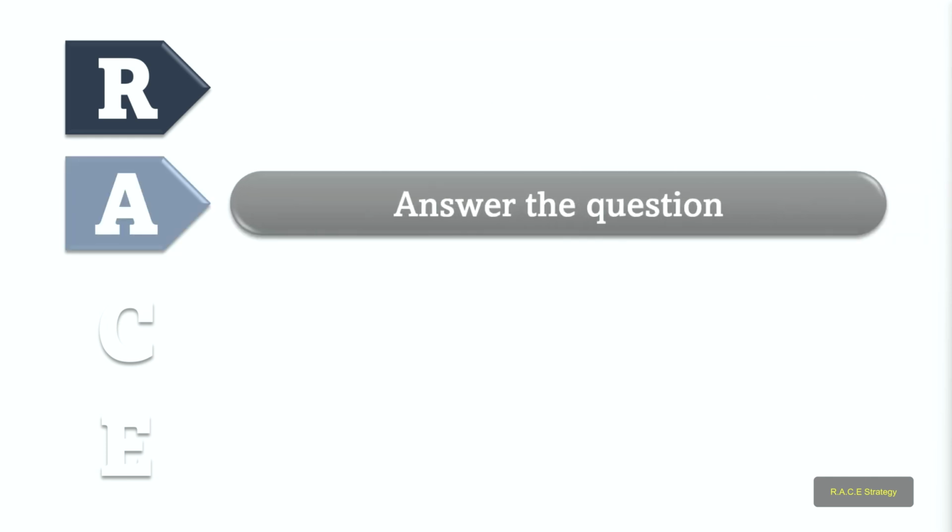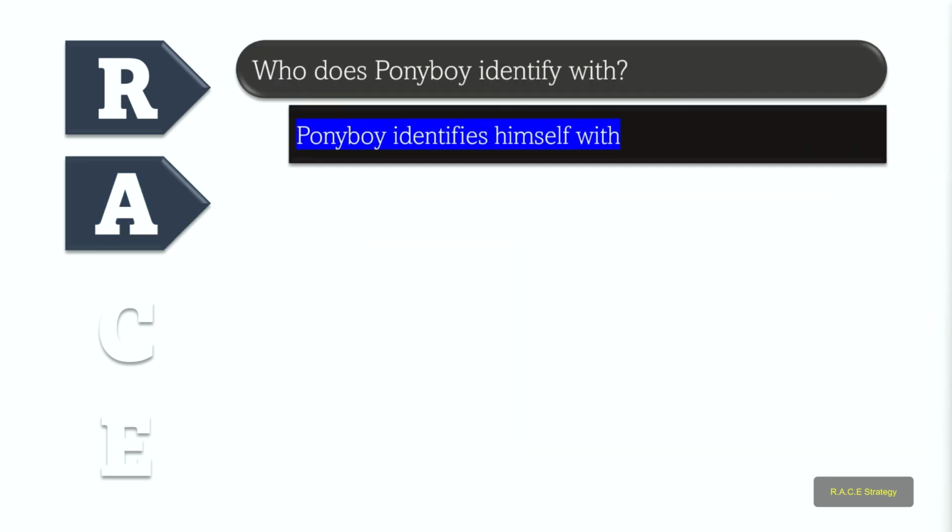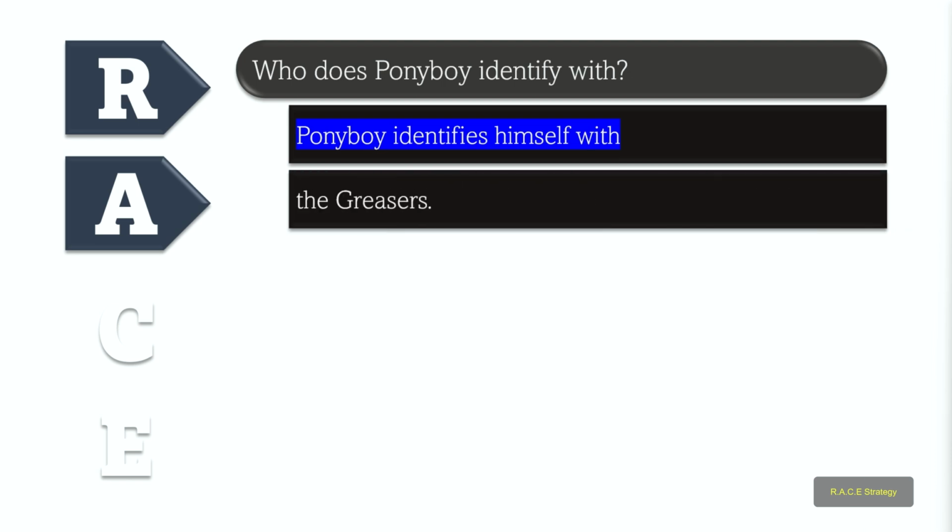Time to move to the A. Answer the question. It means that I must answer the question thoroughly. This usually means that I can combine the R and the A together. So here's the question I have been working on. Who does Ponyboy identify with? After reading my text, I have concluded that my answer is Ponyboy identifies himself with the greasers. And just like so, we have the R and the A in our pockets.